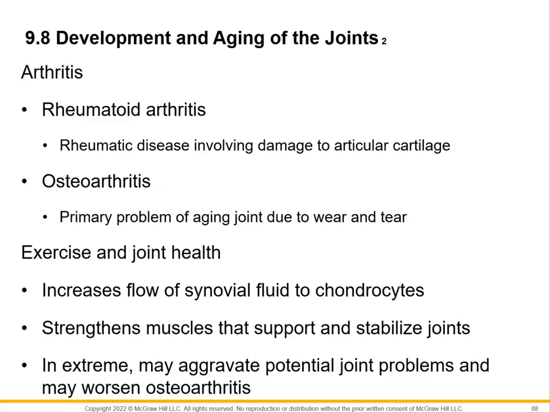Exercise and joint health. Exercise can help keep your joints healthy. It can increase the flow of synovial fluid to the chondrocytes, can strengthen the muscles that support and stabilize the joints, but extreme exercise can aggravate potential joint problems and can cause or worsen osteoarthritis.